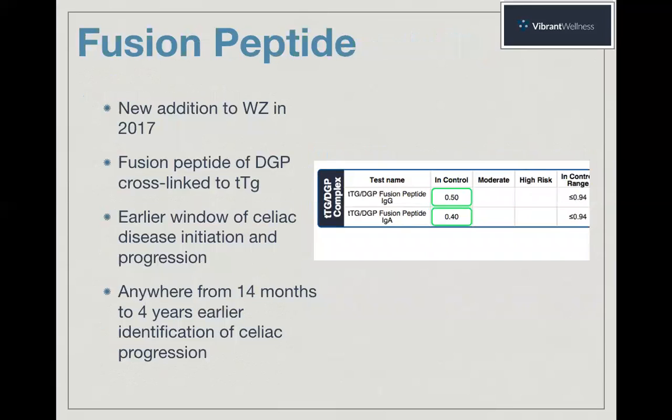The tissue transglutaminase deaminated gliadin peptide fusion peptide is a brand new marker that Vibrant has added to the Wheat-Zoomer. It is called a fusion peptide because it is comprised of DGP cross-linked to TTG. The Vibrant Advantage provides us with the ability to look at the most linked cross-link combinations of this fusion peptide, currently over 100 combinations. This biomarker allows for an earlier window of celiac disease initiation and diagnosis and could identify that progression anywhere from 14 months to 4 years earlier than traditional laboratory markers. There is currently a pending publication from Vibrant on this biomarker as also being an indicator of the healing status of celiac disease.